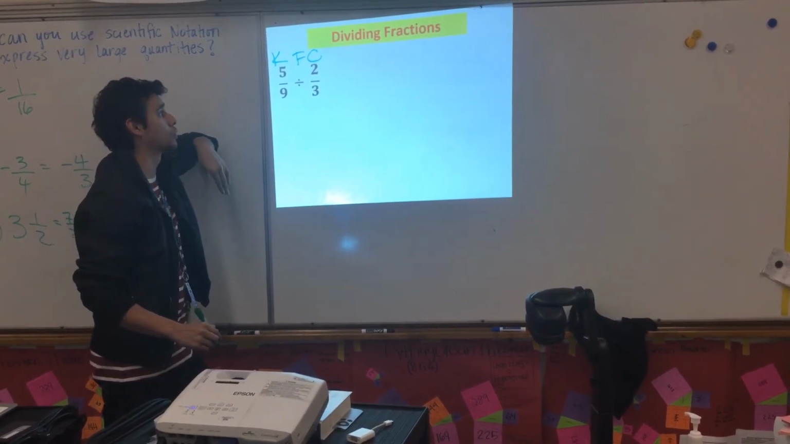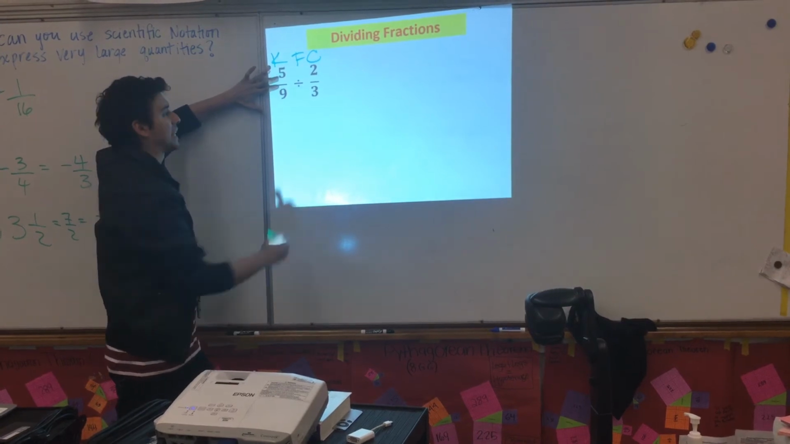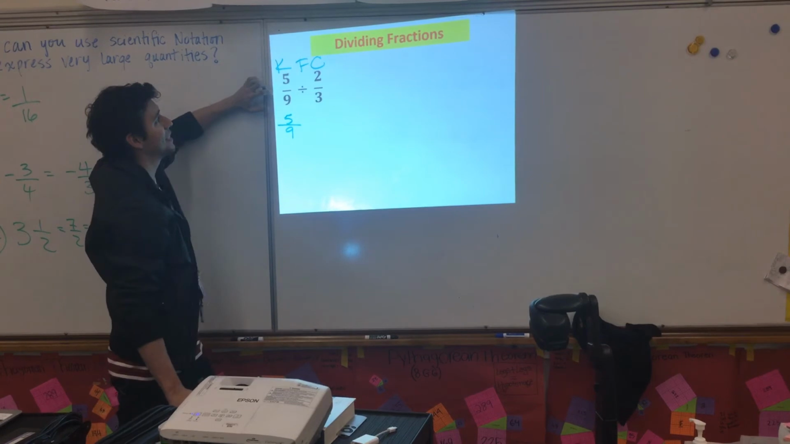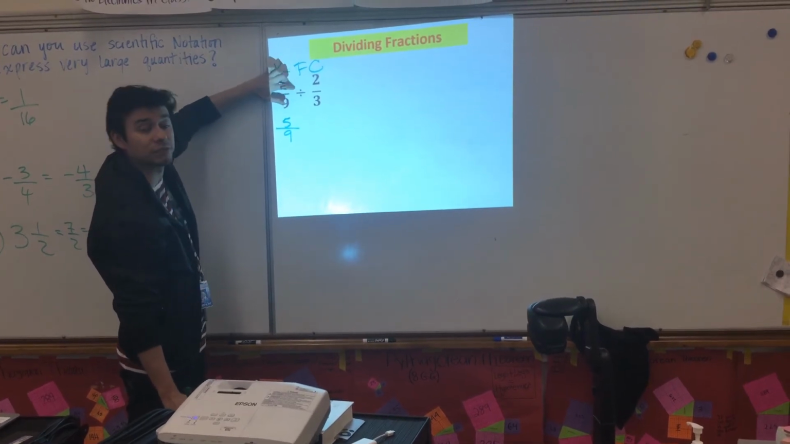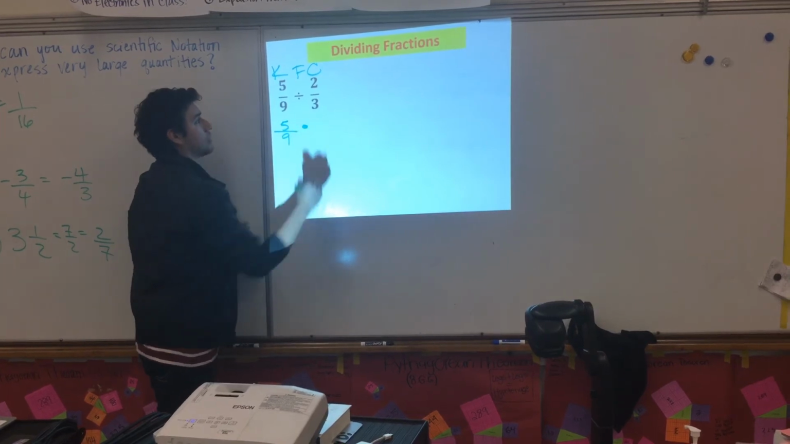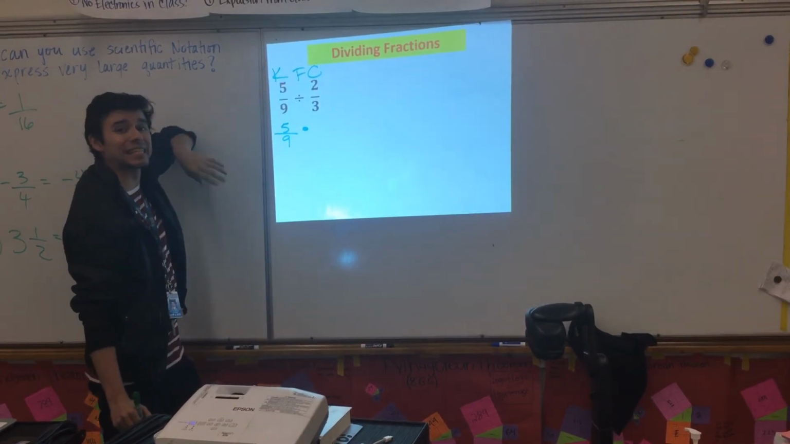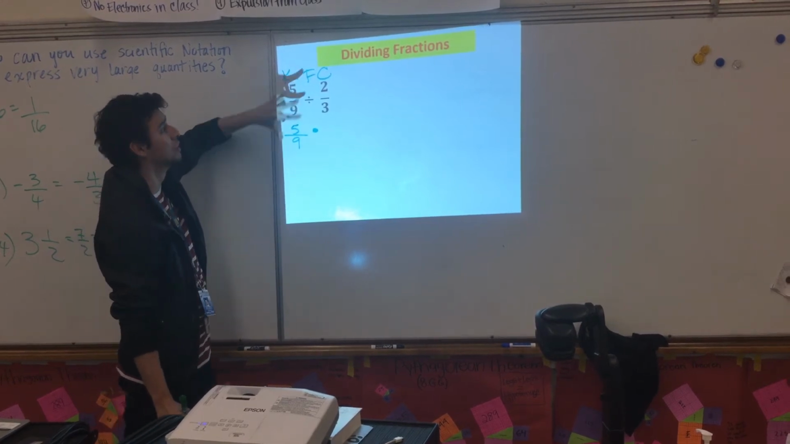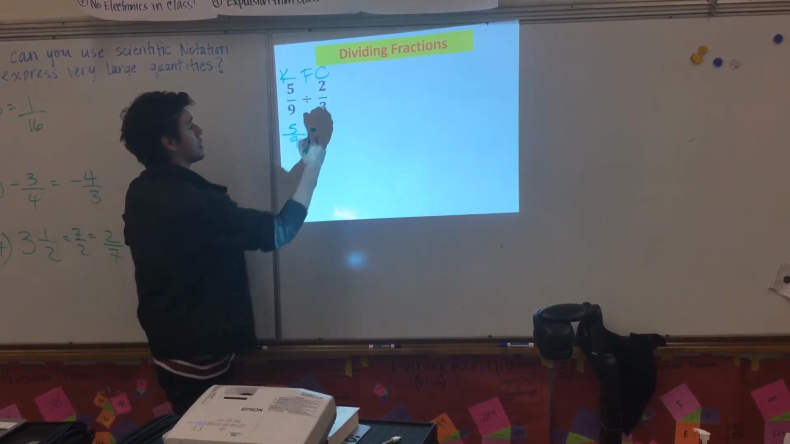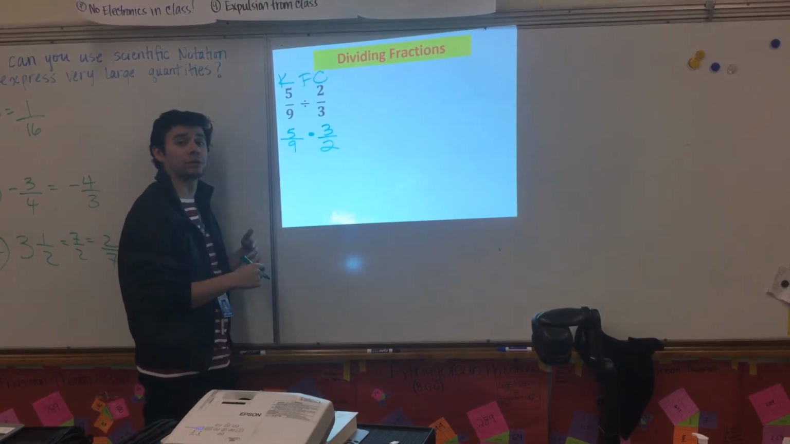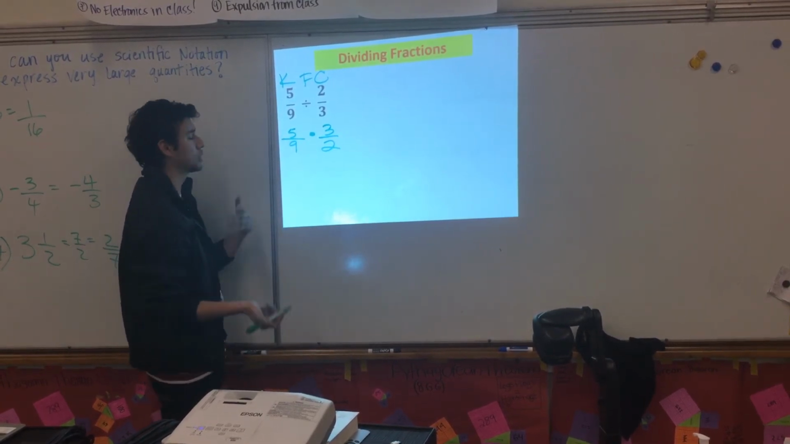So let's go over the first one. 5/9. We're going to keep 5/9. 5/9 does not change. The next thing is flip. We're going to flip the division to the opposite of division, which is multiplication. And then the C stands for change, or we're actually going to reciprocal the second fraction. So the reciprocal of 2/3 is, good, 3 over 2. That's why I taught you reciprocal first. And you already know this, multiply fractions.